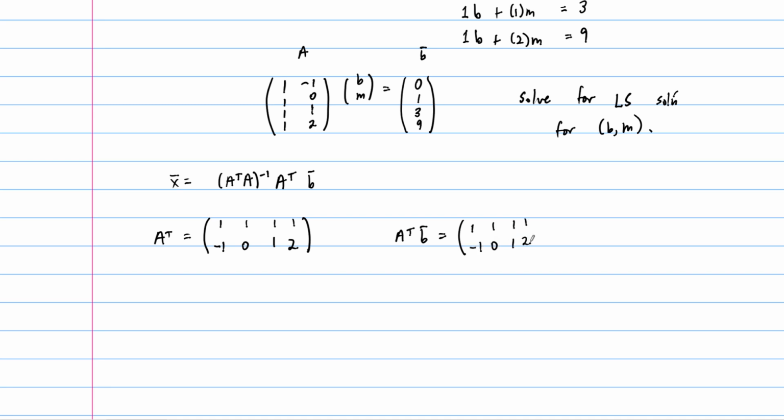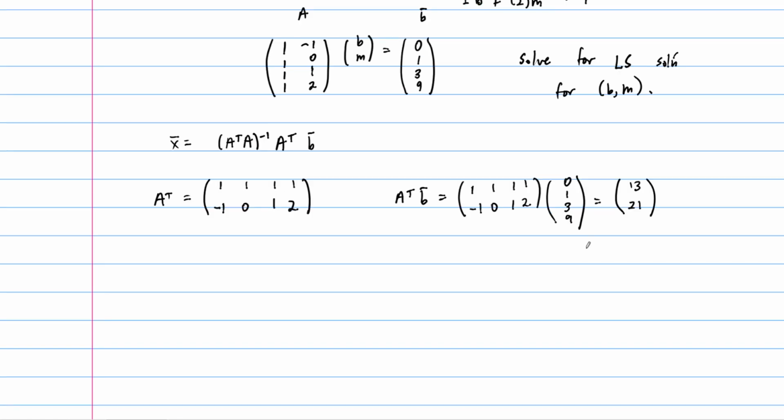Negative 1, 0, 1, 2 in the second row. 0, 1, 3, 9. Those are our entries. So the first entry is just add all these up. That'll be 13. The second entry, we have 0 plus 0. Those are gone. And then 3 plus 18. So that's going to be 21. All right. And so there's our vector A transpose B.